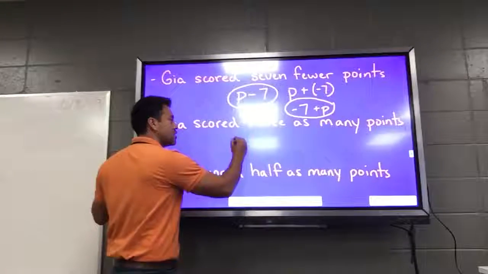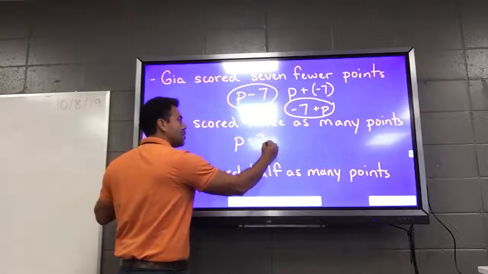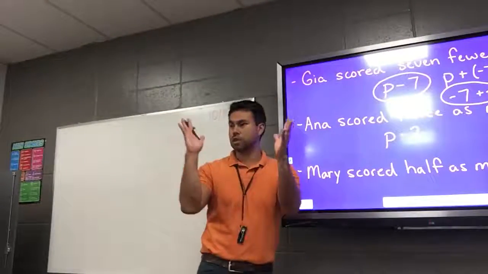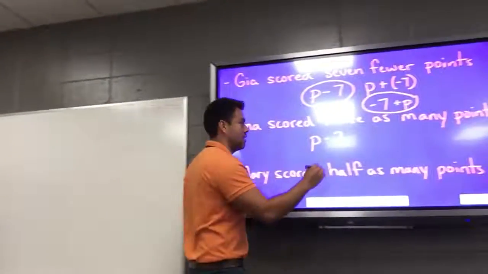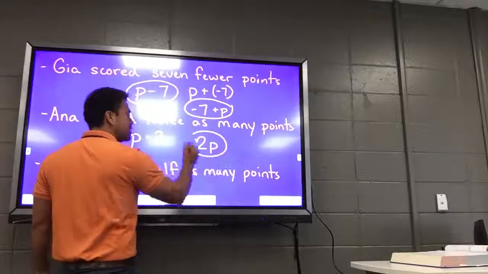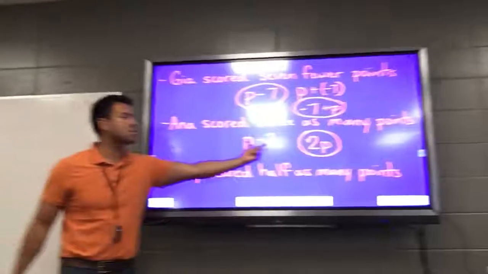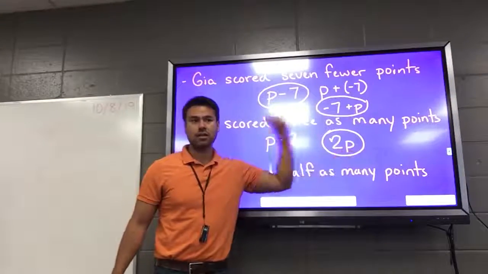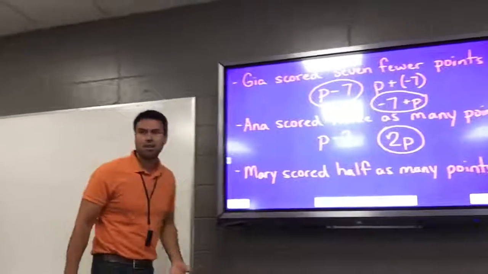P times 2. So some of you did this. What's another way of writing P times 2 that's more concise, really? Ben? 2P. Yes, 2P. This is the better way of writing it. You could write it the other way, but this is much better because this is algebraic. 2P, twice the number of points Rose scored.